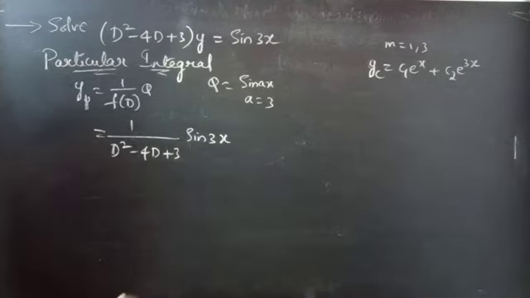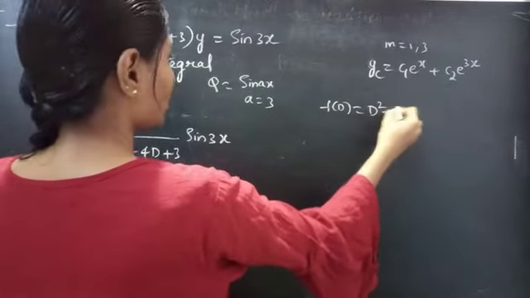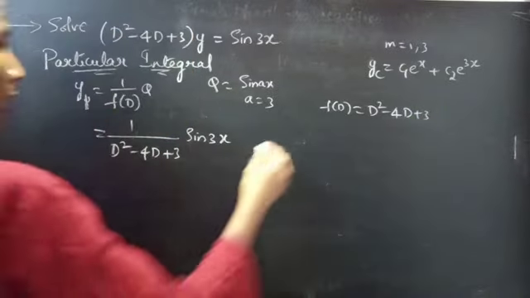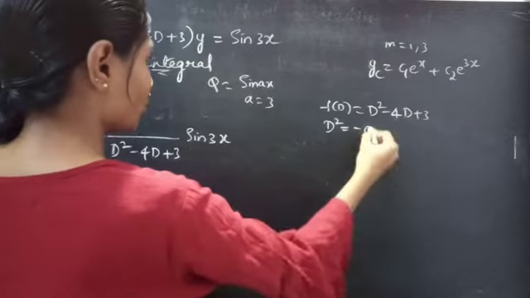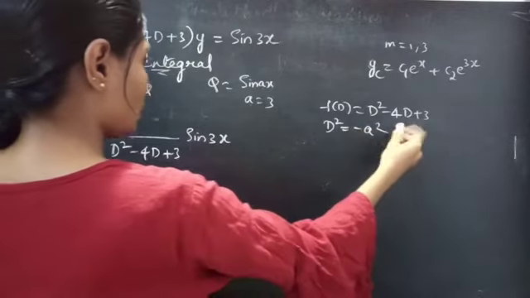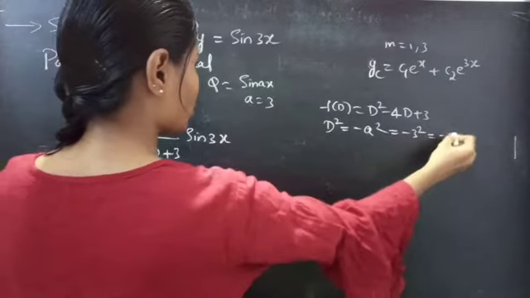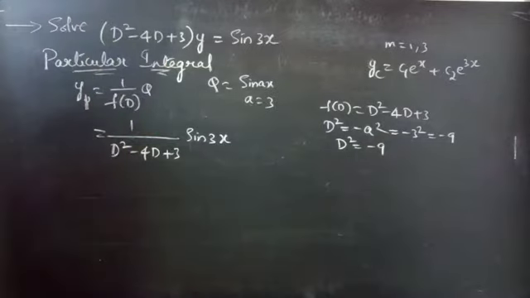Fine, now we are having f of D equals D squared minus 4D plus 3, right? And you'll get D squared equals minus a squared. This is a formula, okay? D squared is equal to minus a squared, which for a equals 3 gives minus 3 squared, which is equal to minus 9. That is, D squared equals minus 9 is the value.